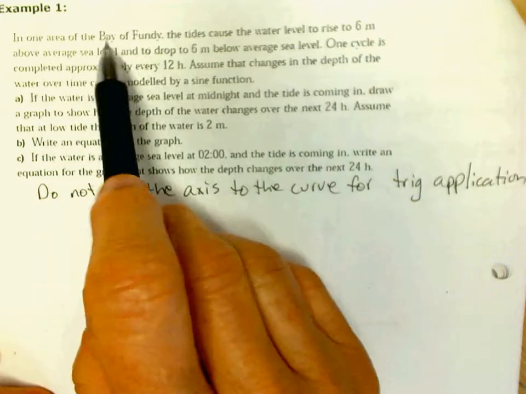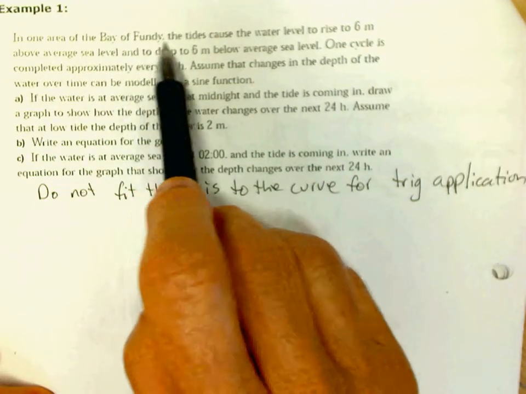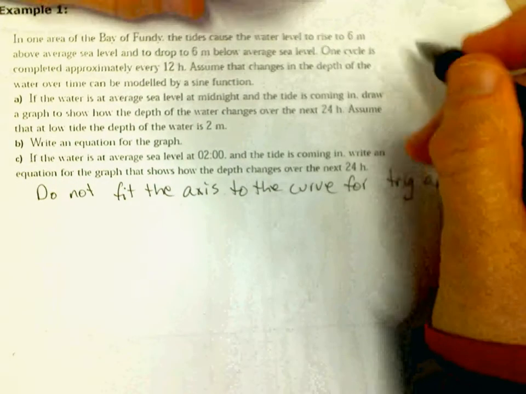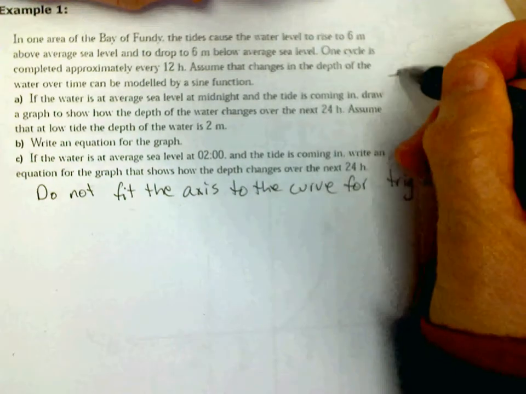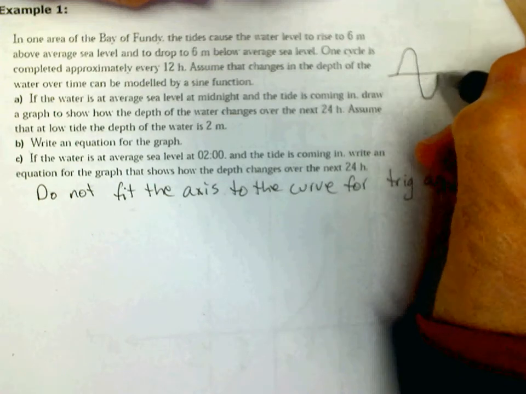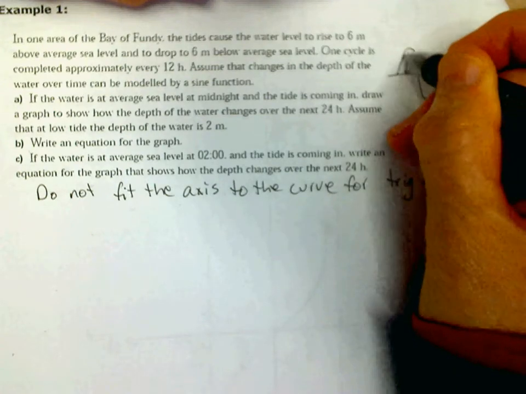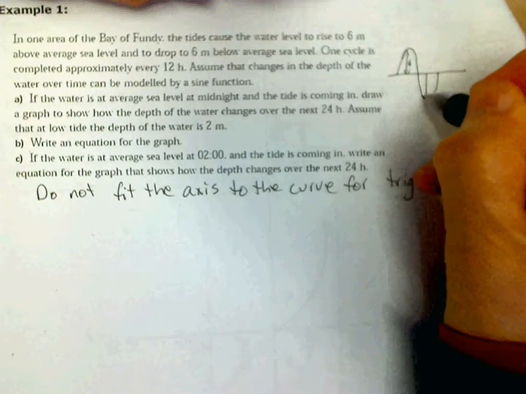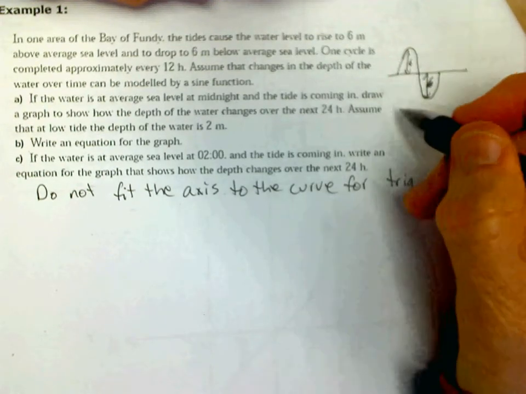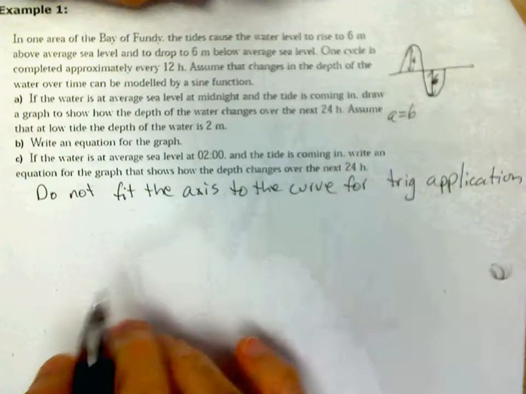In one area of the Bay of Fundy, the tides cause the water level to rise. Let's just draw a sketch as we go. It rises 6 up, average sea level, 6 down. So this here goes up 6. Right away, what do you know? What does 6 tell you? So A equals 6.